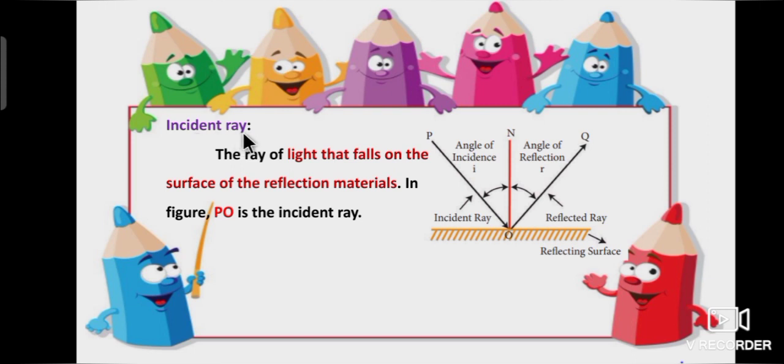First one, incident ray. What is the incident ray? The ray of light that falls on the surface of the reflection materials. See the picture. Here PO is the incident ray. O is a point, P is a ray that falls on the surface. This PO is the incident ray. Once again I repeat, the ray of light that falls on the surface of the reflection materials. In the figure, PO is the incident ray.